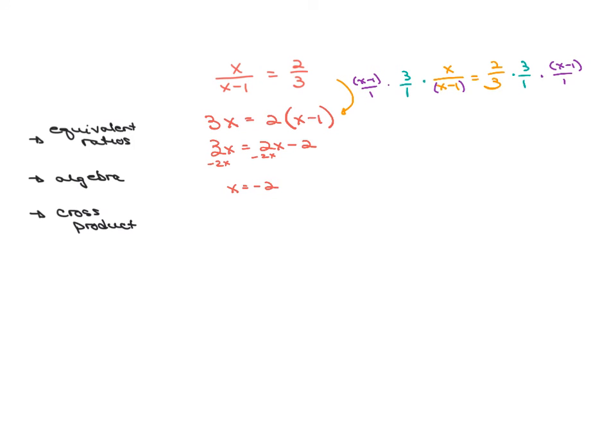And then those denominators divide out because they're the same. These denominators divide out, and we're left with 3 times x is equal to 2 times x minus 1. Again, when we do the cross product, we typically don't show this step. Feel free, if it helps you understand, do it. We typically just go from here to here.